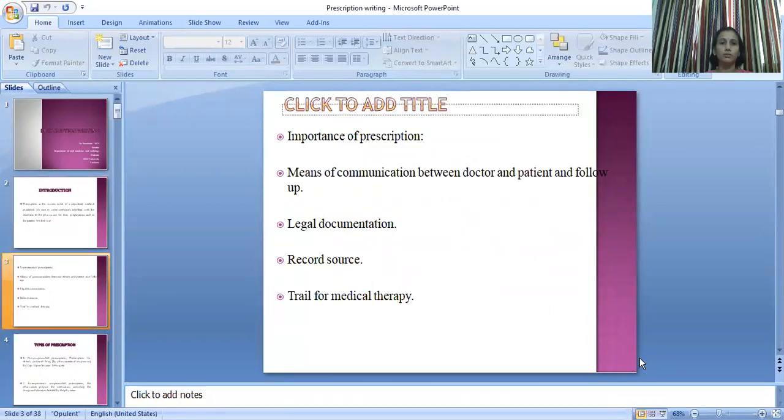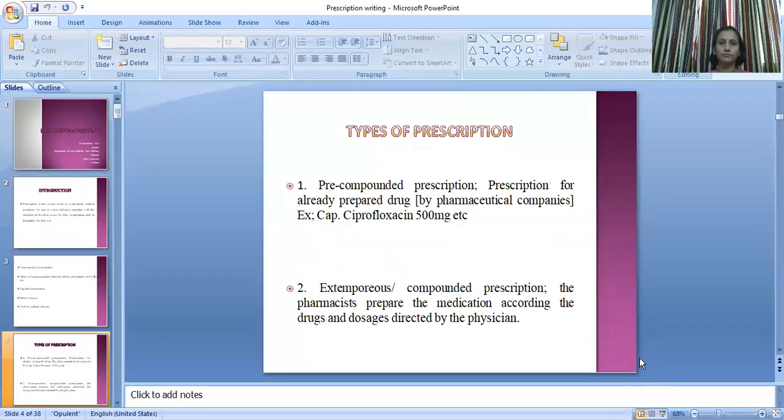Why do you want to know the importance of prescription? It provides an important means of communication between the doctor and the patient, and for follow-up. It's a legal documentation, record source, and trial for medical therapy.